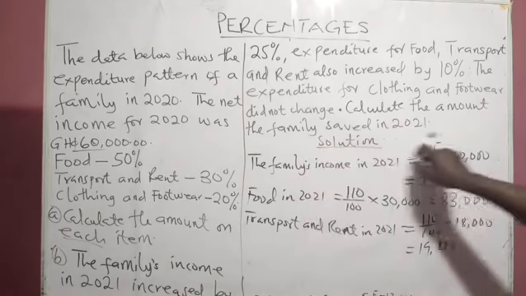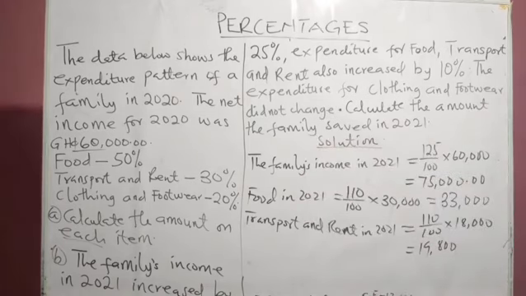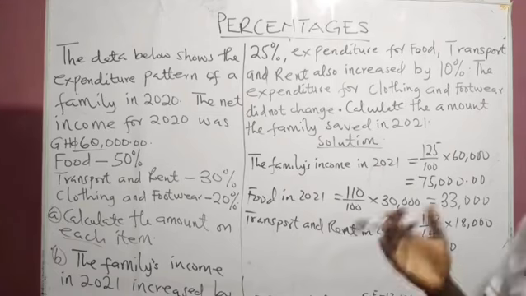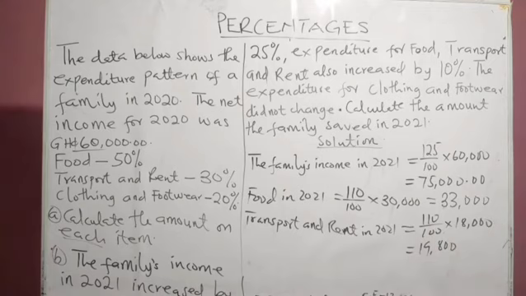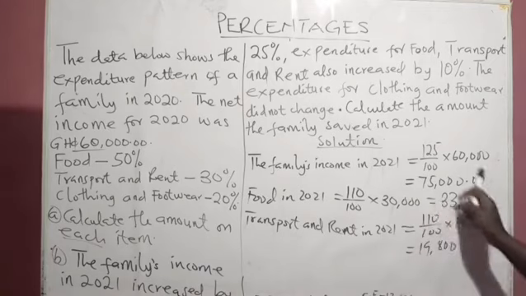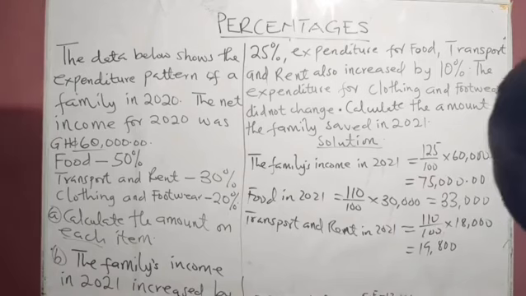Calculate the amount the family saved in 2021. Let's see if the family was able to save something. We have to calculate all the expenditure of the family in 2021 and subtract it from the income of the family in 2021. Then we will know if the family was able to save something or not.